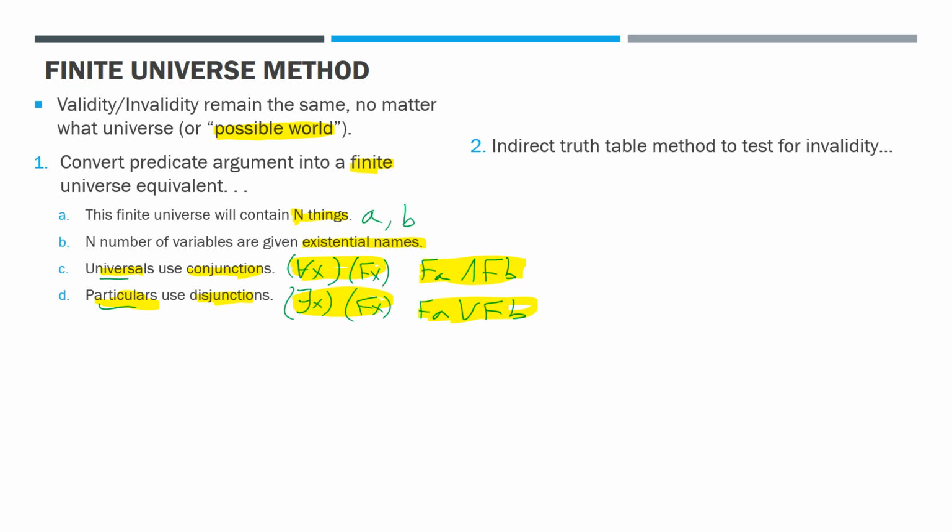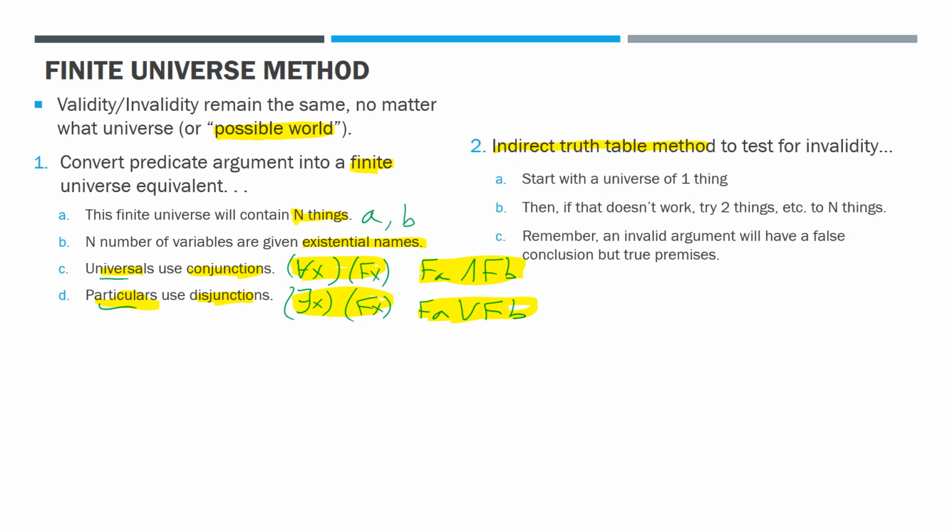And then we're going to be using the indirect truth table method to test for invalidity. Okay, so we're going to start with a universe of one thing and see if we can get an invalid argument. If that doesn't work, we can try two things or three things, etc. And remember, of course, an invalid argument will have a false conclusion but true premises.